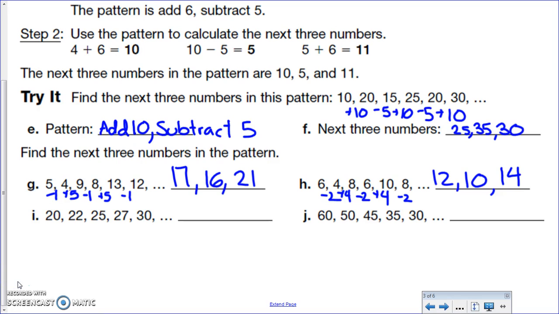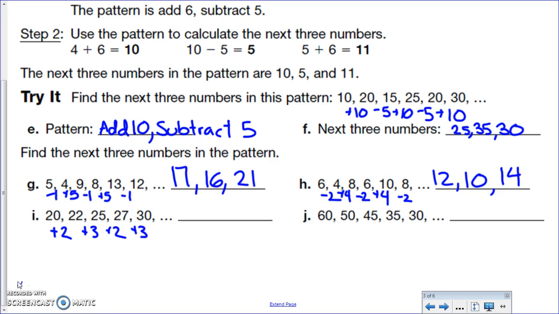So for I, we have 20, 22, 25, 27, 30. So for this one, 20 to 22 is plus 2. 22 to 25 is plus 3. 25 to 27 is plus 2. And 27 to 30 is plus 3. So our pattern is add 2, add 3.